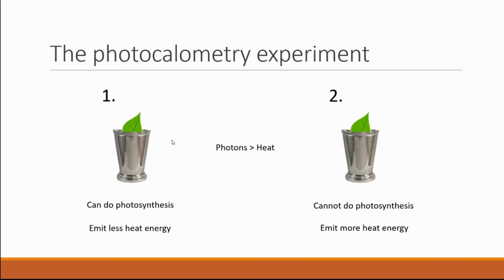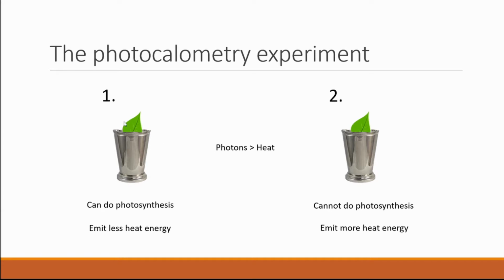Now, this first sample here contains a leaf which is able to do photosynthesis, while this second sample here consists of a leaf that cannot do photosynthesis. So if you compare these two leaves together, some of the photons will definitely get absorbed here, but they'll not turn into heat energy. They will turn into chemical energy for use in photosynthesis. While in the second sample, that doesn't happen at all. So if you shine a light on the leaf, 100% of the photons in this second case will just be converted to heat energy.